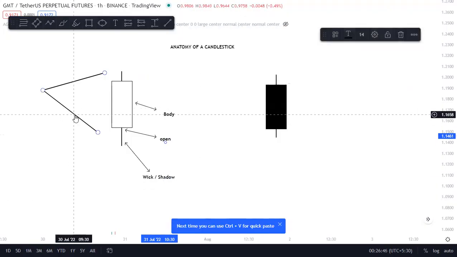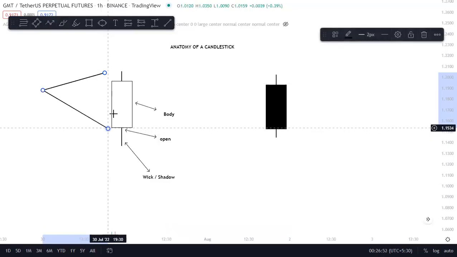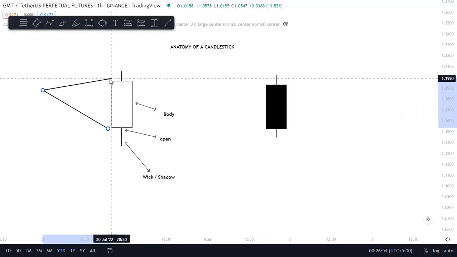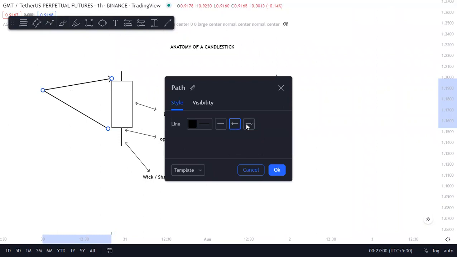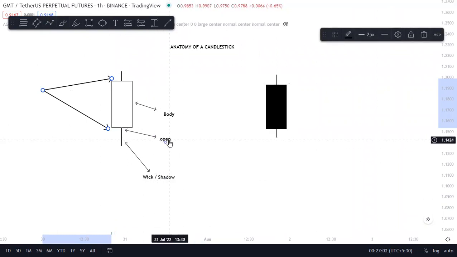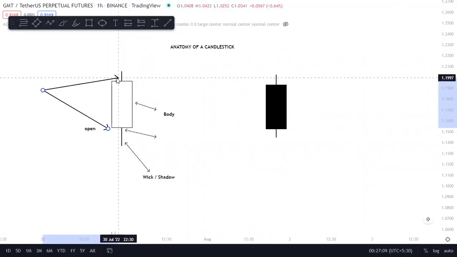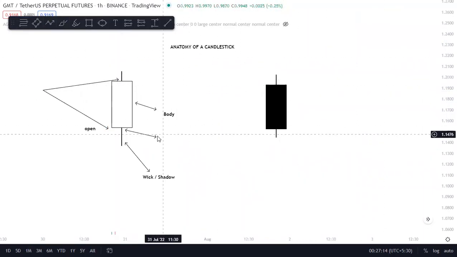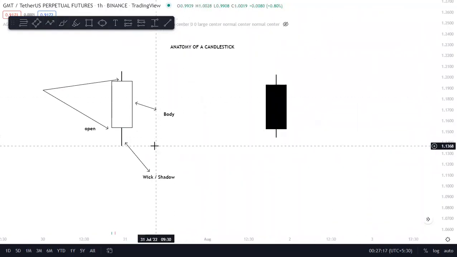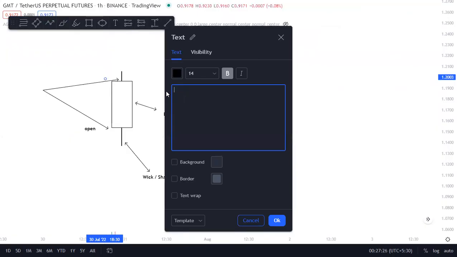Okay, let me get this off. Or should I mark this like this, open and close? Yeah, it will be better this way. You should know what I'm pointing out, that is open and close, right? So that is the open and this is the close. Let me delete this so the chart can be very neat. At this point here is the close, so we'll be marking that as the close.